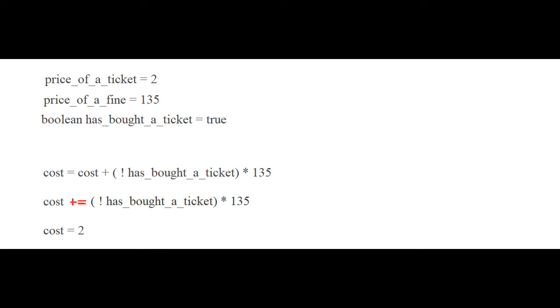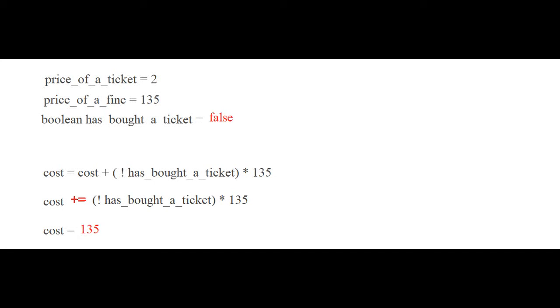In our example with the bus, plus equal can be used to determine how much a trip costs for each passenger. Indeed, the equation is cost equals cost plus not has bought a ticket times 135. So, cost plus equal not has bought a ticket times 135 is a valid way of writing the equation.